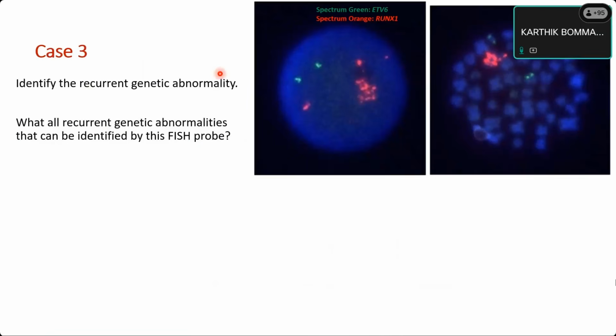And this is the FISH done in this case. This is a probe used for ETV6 RUNX1. ETV6 is in green and RUNX1 signals are in red. So what is your diagnosis? What is the recurrent genetic abnormality? Sir, here we can see that there is deletion of ETV6. ETV6-RUNX1 fusion, sir.